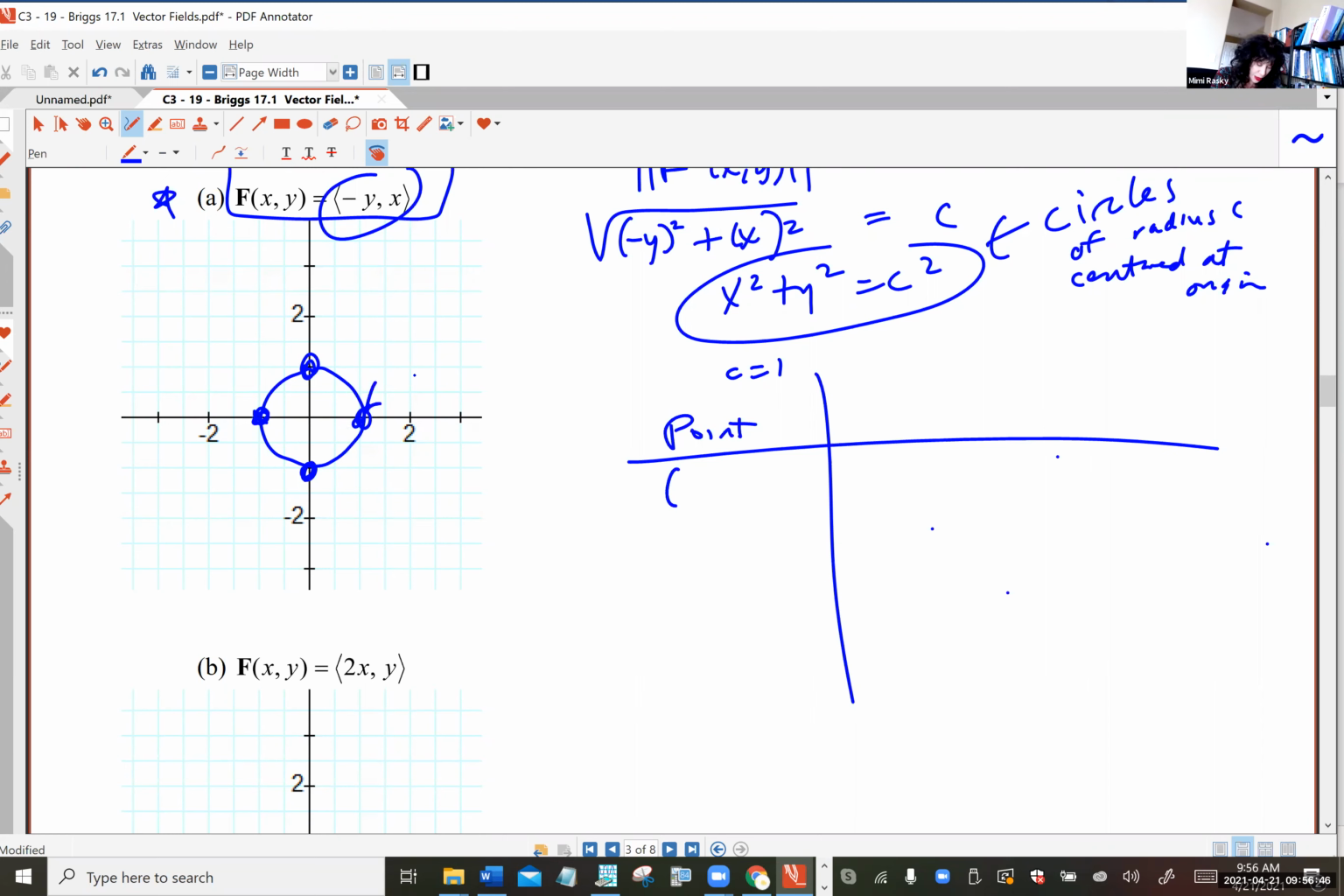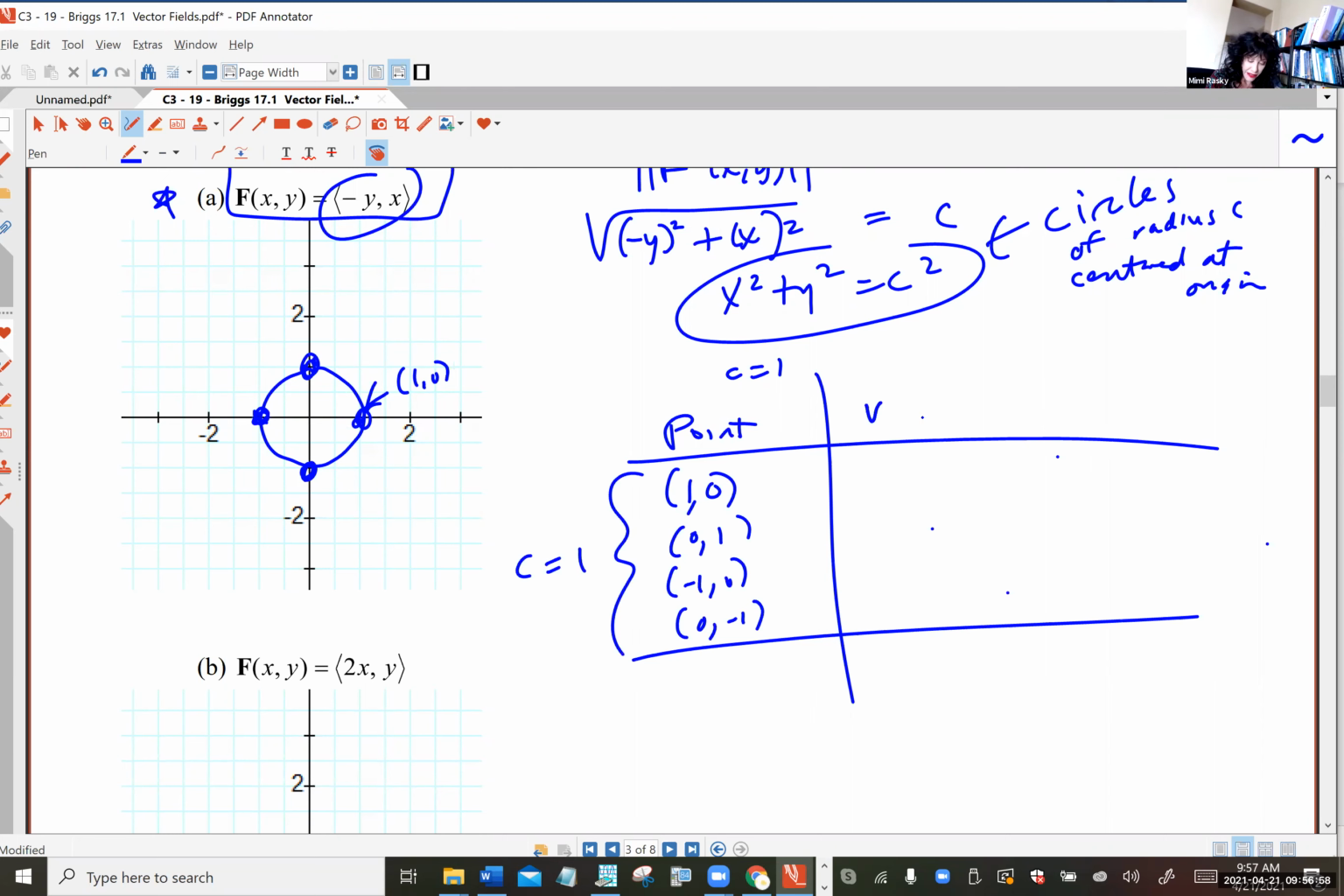And so this point here is the point (1, 0). And then over here, (0, 1), and then (-1, 0), and then (0, -1). Those are 4 points on the circle. This corresponds to when c is equal to 1. And then the vector that's going to get pooped out is the vector that has to honor what the vector field was. Negative y will be the first component, and then x will be the second component. Here, negative 0 is just 0. And then the x is going to be the second component. So the vector (0, 1) corresponds to the point (1, 0).